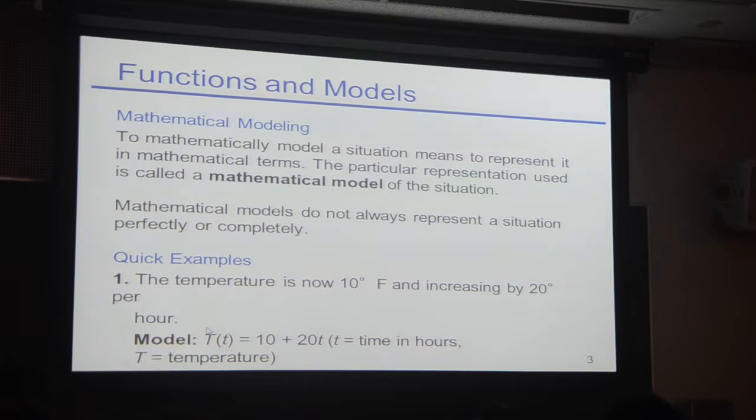Anyway, that's just a coincidence. But T of t equals 10 plus 20t, right? So that tells us what? When little t is 0, what is the temperature? 10. When little t is 1, what is the temperature? 30. When little t is 10, what is the temperature? 210, right? Everyone understand? Okay.